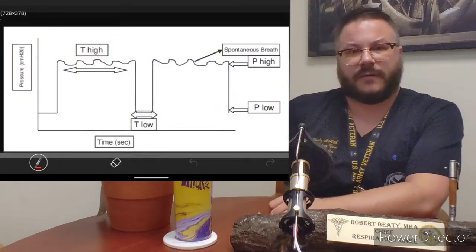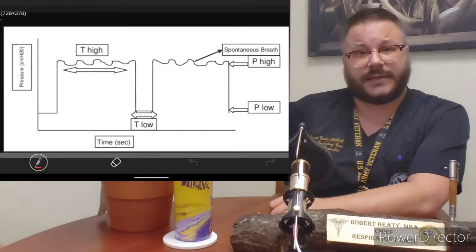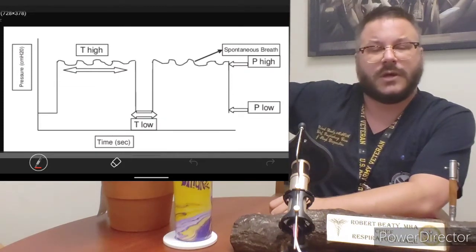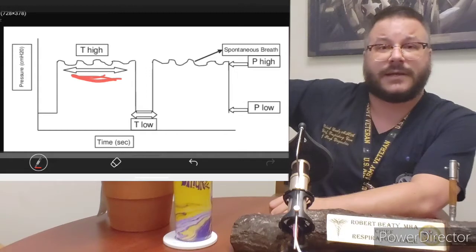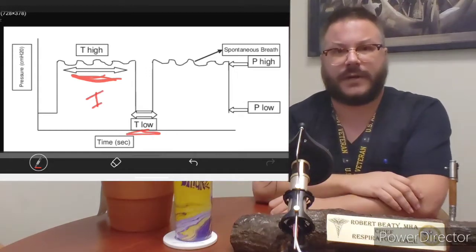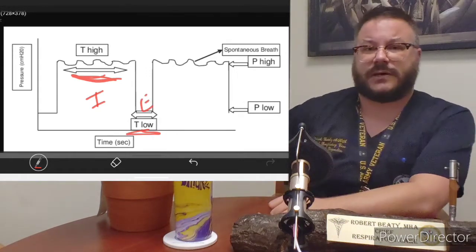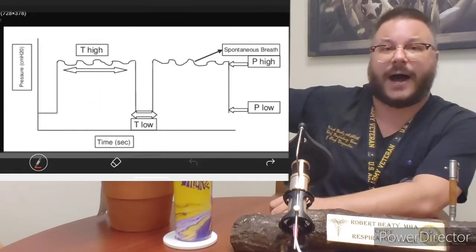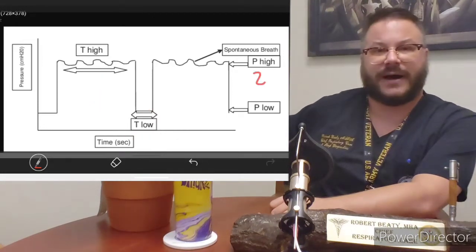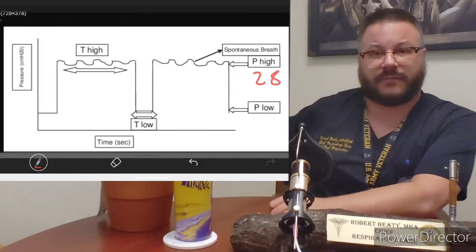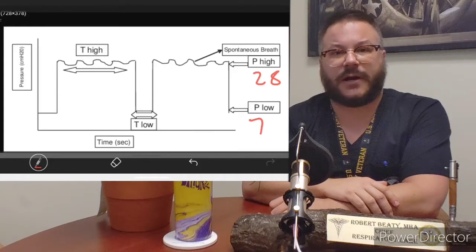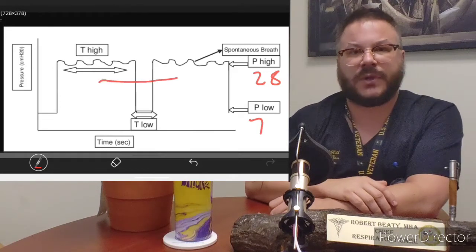Now, with APRV, it's really, again, the same thing as pressure control, just with an inverse ratio. So we spend more time in the inspiratory phase than we do in the expiratory phase. We still have an inspiratory pressure set. In this case, it's a pressure high of 28. We still have a PEEP. In this case, it's an average pressure low of about 7 because PEEP is variable. We'll talk about that next time.